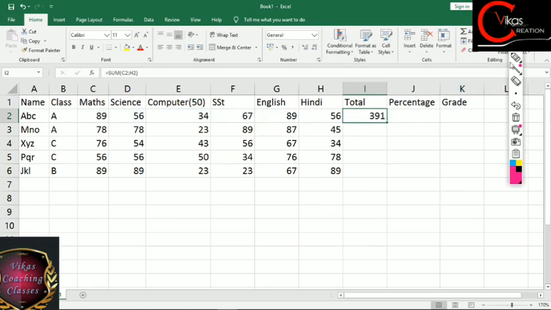Now let's see what we can do. If in case you want to repeat the same in all the cells, what you have to do is click on this little section.